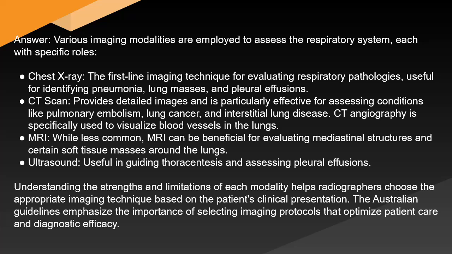CT scan provides detailed images and is particularly effective for assessing conditions like pulmonary embolism, lung cancer, and interstitial lung disease. CT angiography is specifically used to visualize blood vessels in the lungs. While less common, MRI can be beneficial for evaluating mediastinal structures and certain soft tissue masses around the lungs. Ultrasound is useful in guiding thoracentesis and assessing pleural effusions. Understanding the strengths and limitations of each modality helps radiographers choose the appropriate imaging technique based on the patient's clinical presentation. The Australian guidelines emphasize the importance of selecting imaging protocols that optimize patient care and diagnostic efficacy.